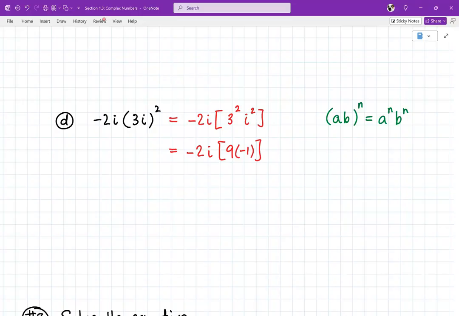Well, this is a negative 9, right? That's negative 9. Negative 9 times negative 2, that's positive 18. So this becomes 18i, and I'm done. Okay? So just kind of work through it slowly.